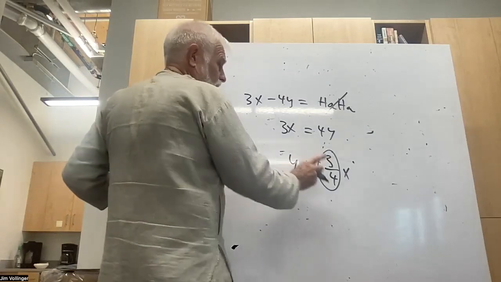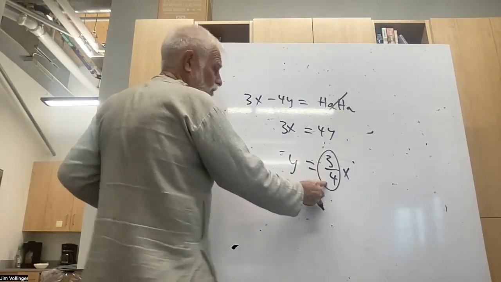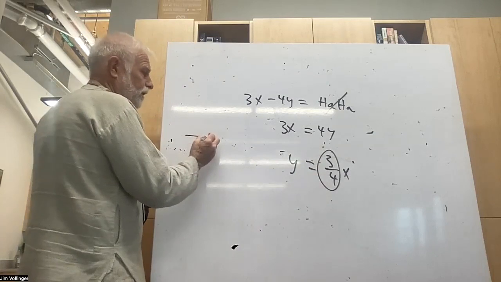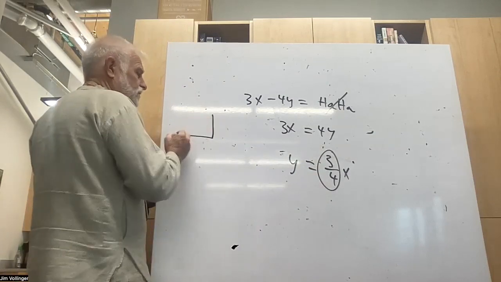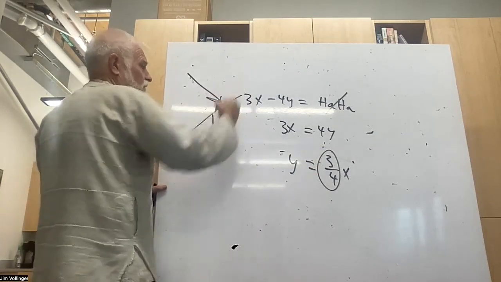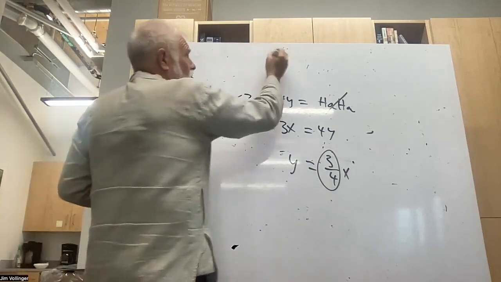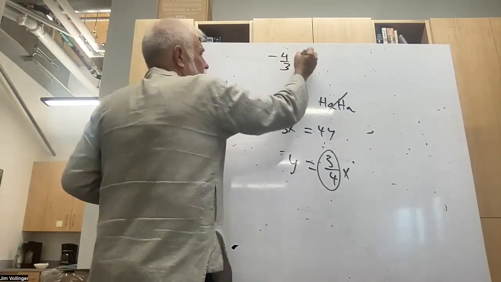So 3 to 4 is the original slope. We want the perpendicular. So over 4, up 3 looks like that. Perpendicular is going the other way. And so minus 4/3 x.